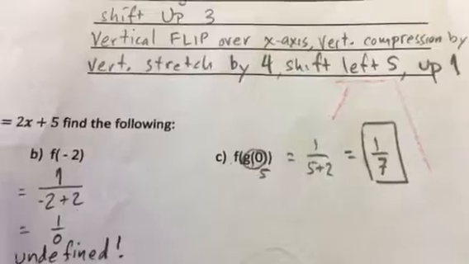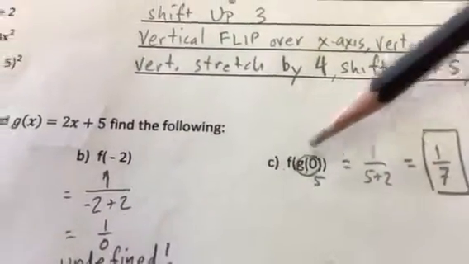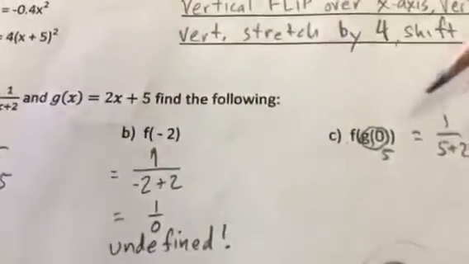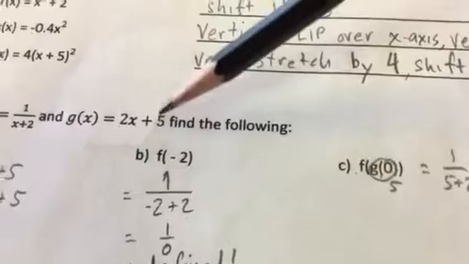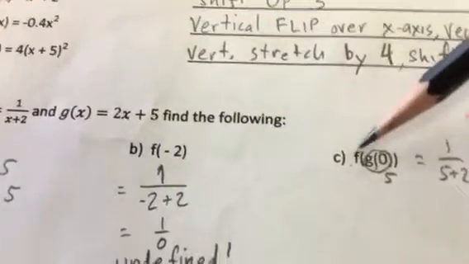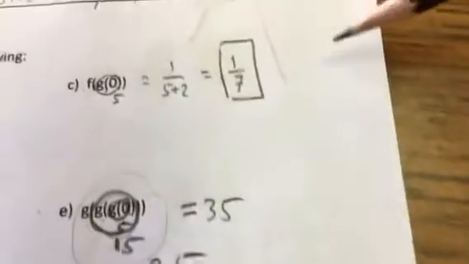The next one, f of g of 0. So you put a 0 into g, which is this right here. All right, so g of 0 means 2 times 0 plus 5. That gives you 5. So now I want to find f of 5. So f of 5 means 1 over 5 plus 2. That's 1 over 7.